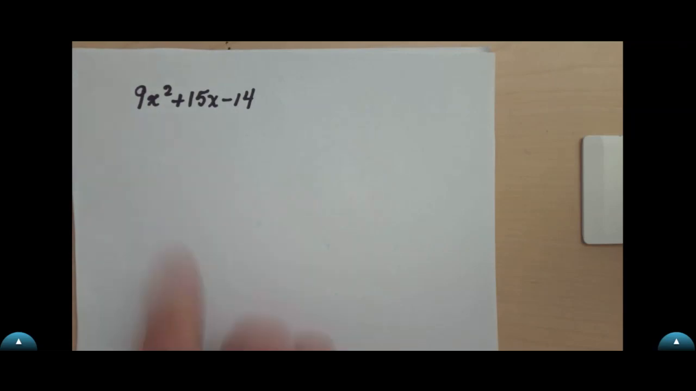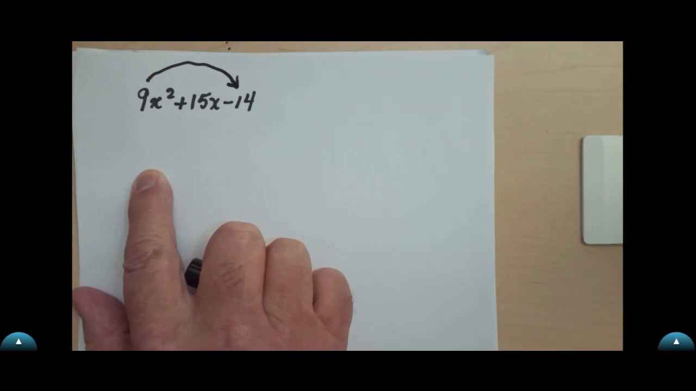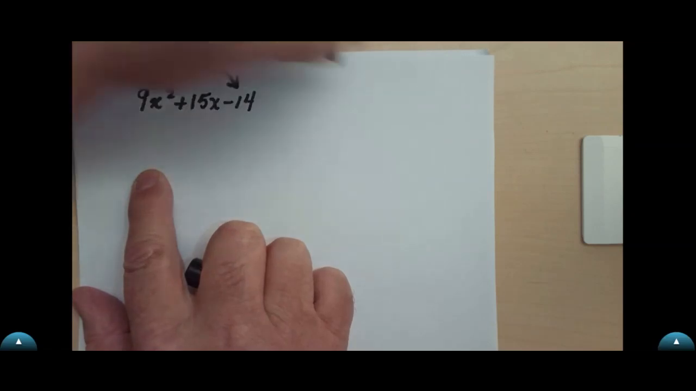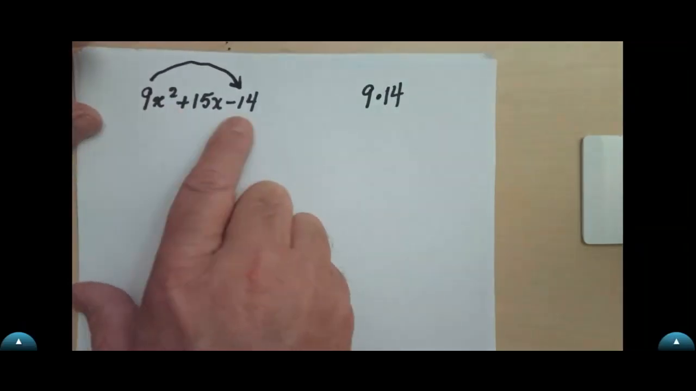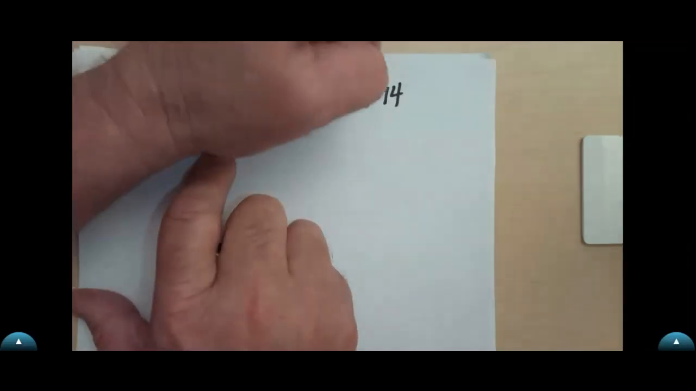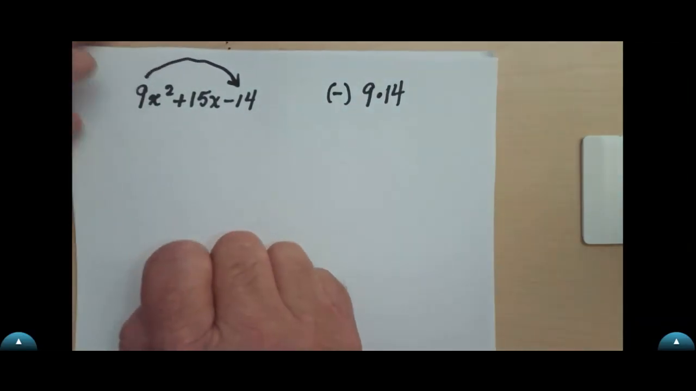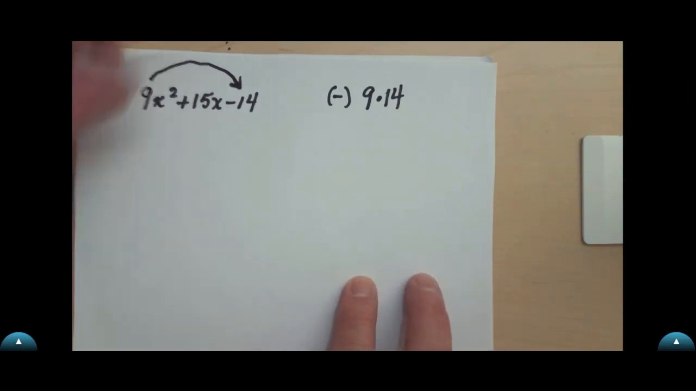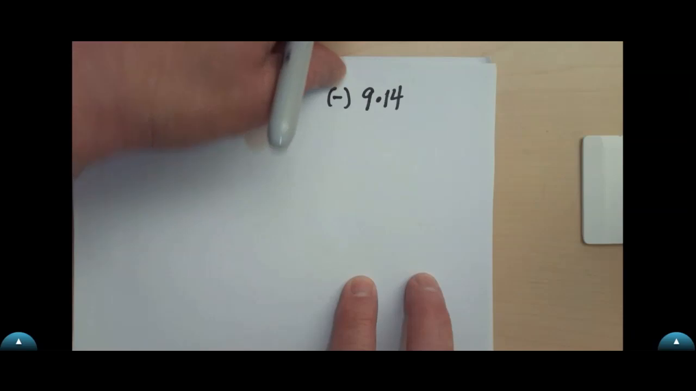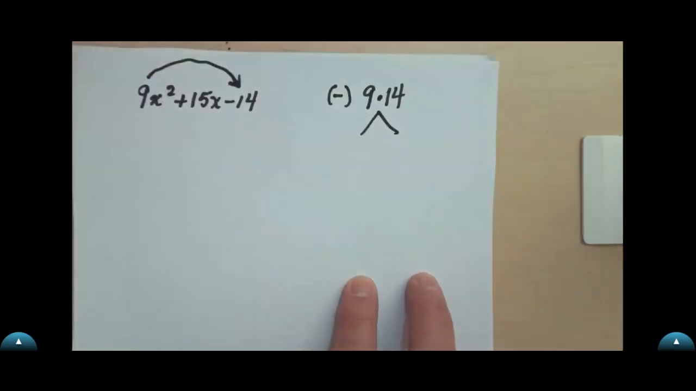Same thing. We're going to start by multiplying 9 times negative 14. Now, I'm just going to write 9 times 14, but that is positive 9 times negative 14. So I need to make a little note that that is a negative number. Y'all see? Of course, that just means when I look for my two numbers here in a minute, I'm going to need to look for numbers with opposite signs because they need to multiply to be this negative number. Everybody see that? Okay, so we're going to do the factor tree.